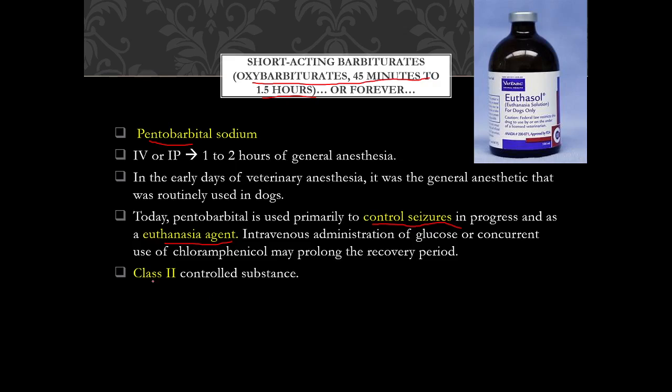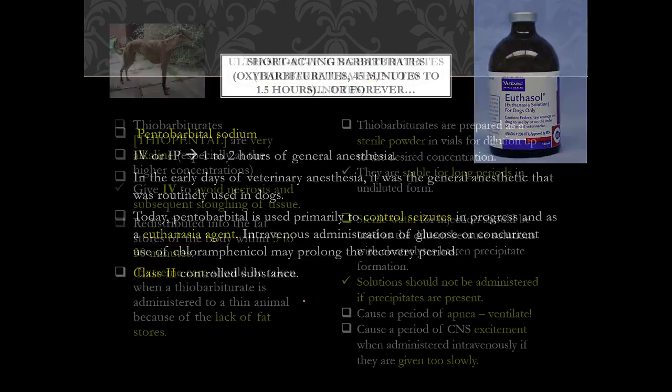It is a class 2 controlled substance because it is dangerous. I have it as class 2, but I actually believe it is class 3. I'm looking at the bottle. It's class 3 if it's used as a euthanasia solution. So that is a class 3 controlled substance. I have used euthanasia solution to control seizures before. You obviously have to decrease the dose and give it as a constant rate infusion.